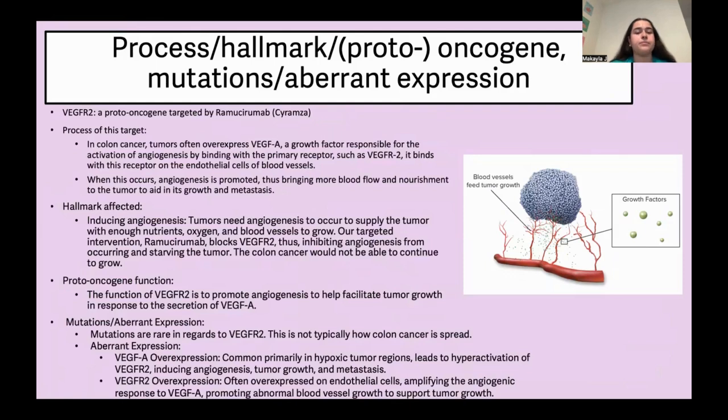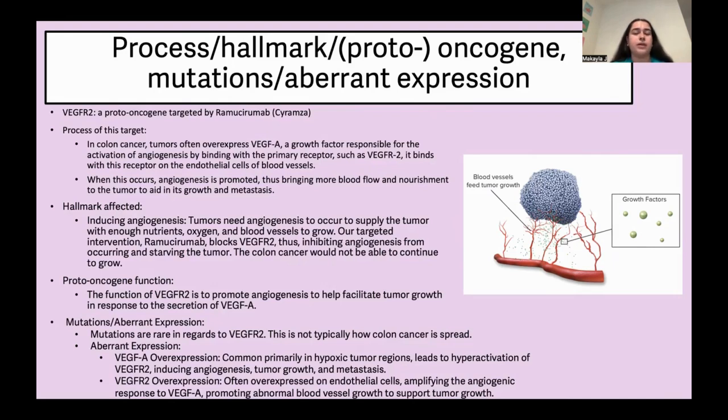this pathway. Our targeted therapy that we will be discussing is Ramucirumab, which targets the proto-oncogene VEGFR2, and this stands for vascular endothelial growth factor receptor 2. This occurs because in colon cancer, tumors often overexpress VEGF-A, which is a growth factor that activates angiogenesis by binding with the primary receptor. And in this case, VEGFR2 binds on the endothelial cells of blood vessels. And when VEGF-A binds to VEGFR2, angiogenesis occurs. This brings more blood flow and nourishment to the tumor to help it grow and metastasize.